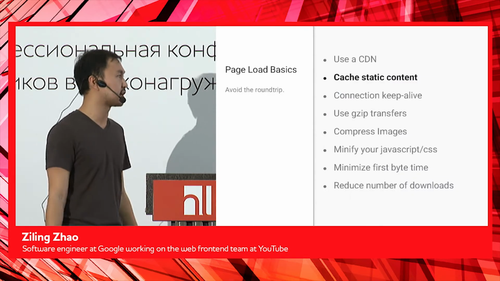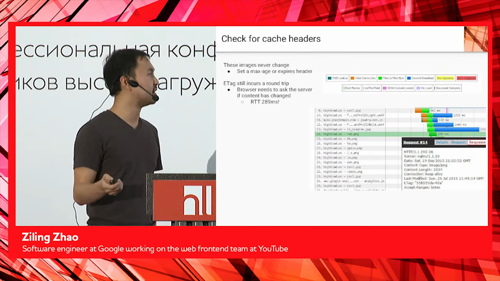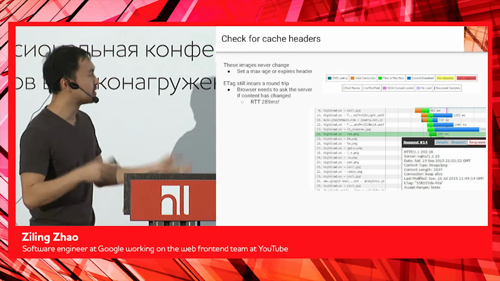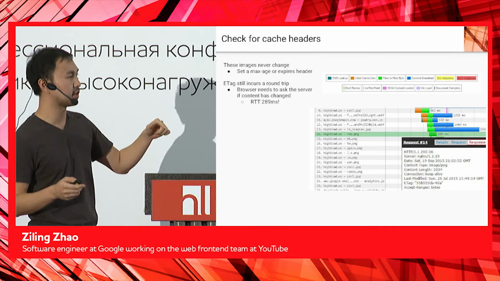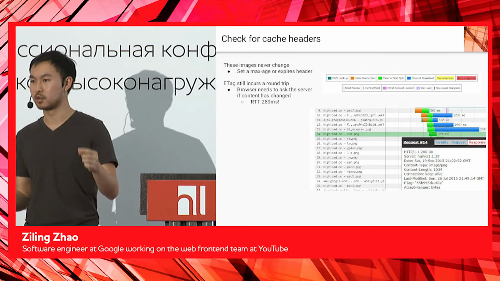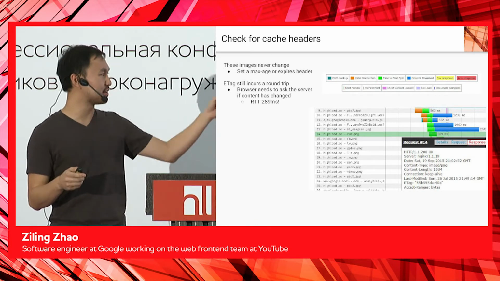Next thing, cache your static content. How do you be faster than light? Don't even do the request. So HighLoad is kind of doing it with e-tags, but really you want a max age or expires header, because even if you have e-tags, it means you still have to redo the request.